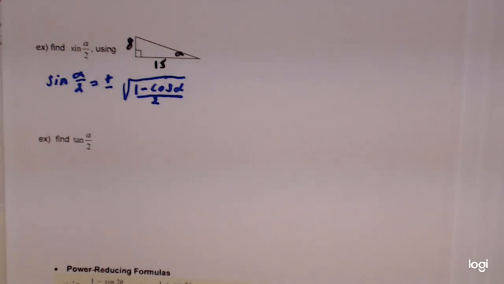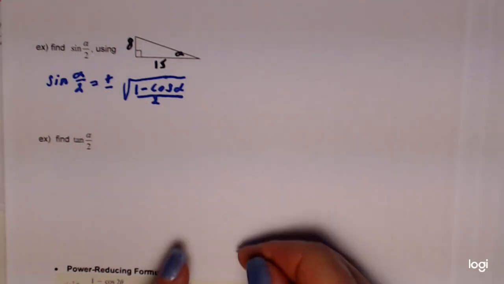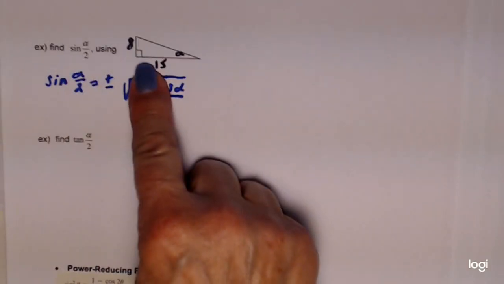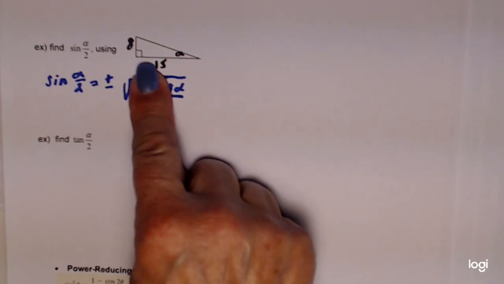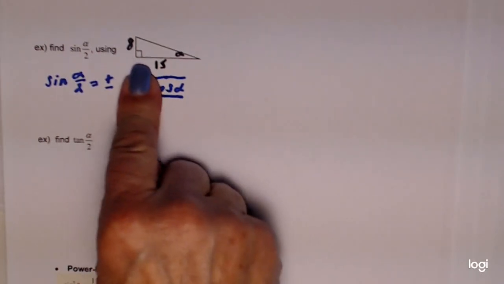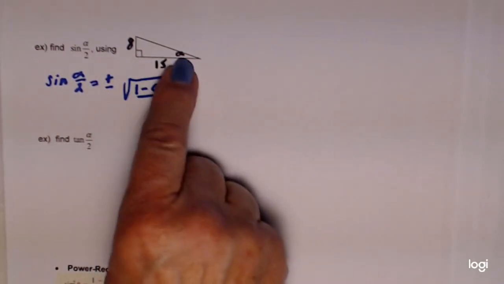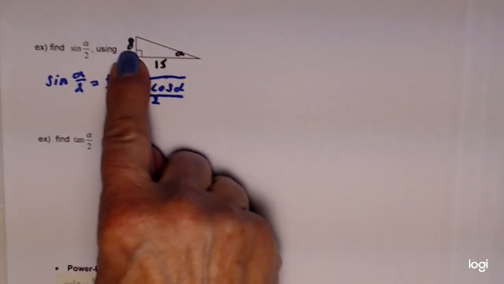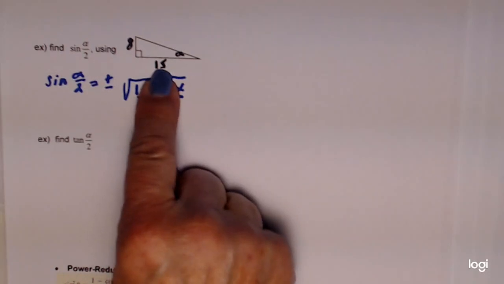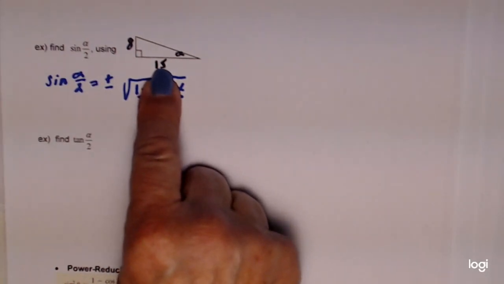Continuing on with these half-angle formulas, in this example here, which I don't think is labeled in your copy, so please make sure you have these in your notes. We have this triangle here, and this angle here is going to represent our alpha, and this side here is 8, and this is 15. So please make sure you label in your notes so you know where I'm getting these numbers from.